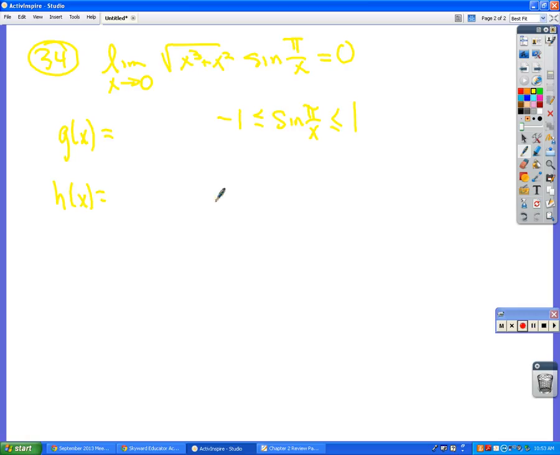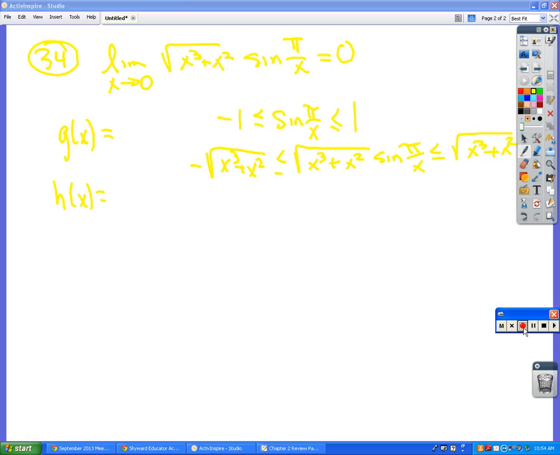So I'm going to multiply all three sides by the square root of x cubed plus x squared. So this is going to be minus the square root of x cubed plus x squared, less than or equal to the square root of x cubed plus x squared times the sine of pi over x, which is less than or equal to the square root of x cubed plus x squared. How does that sound?